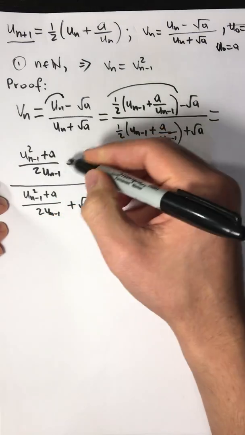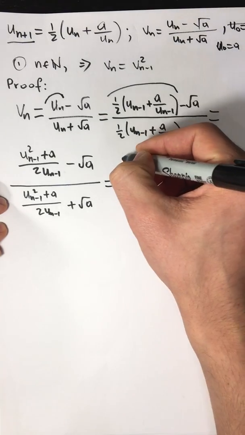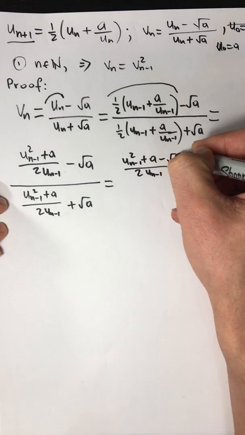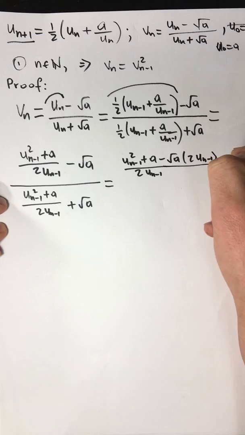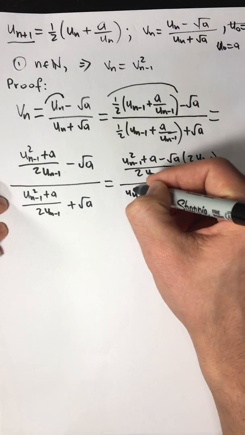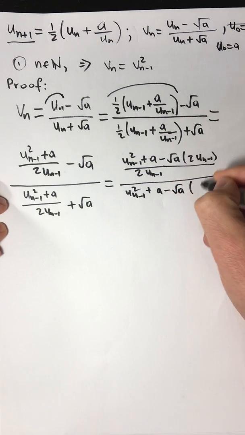Okay, now second step. Now un minus 1 square plus a minus root a times 2 un minus 1. The same goes with the denominator, square plus a minus root a.